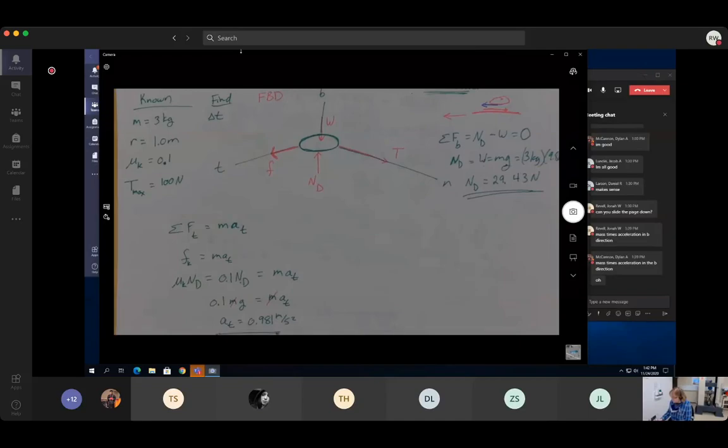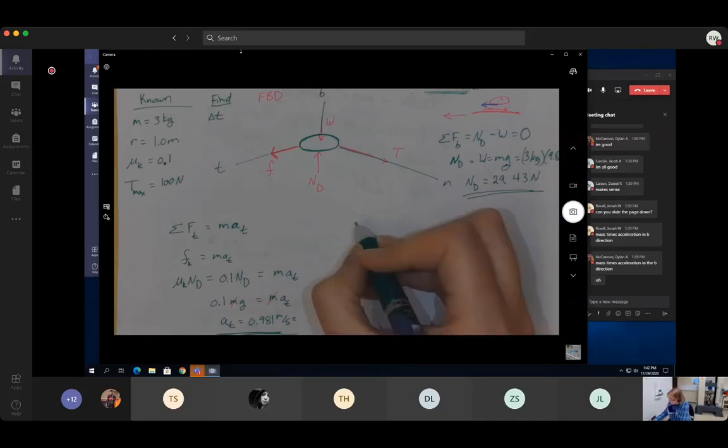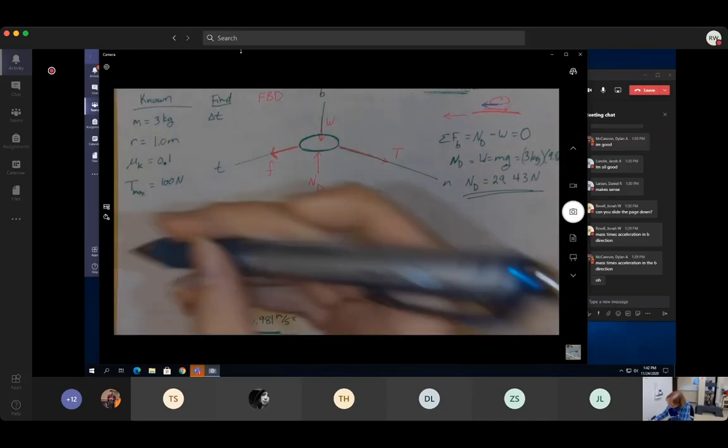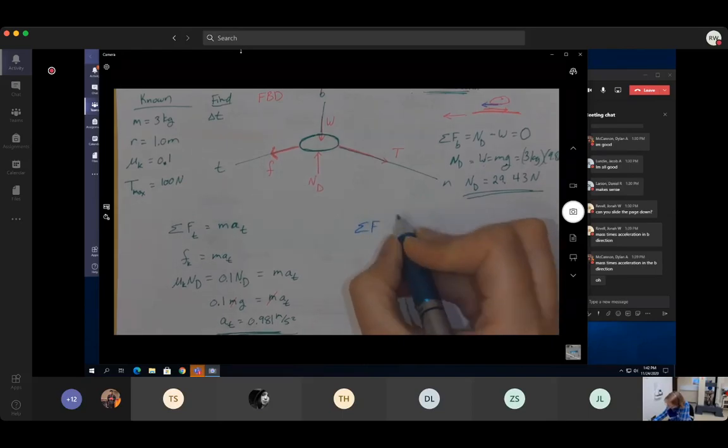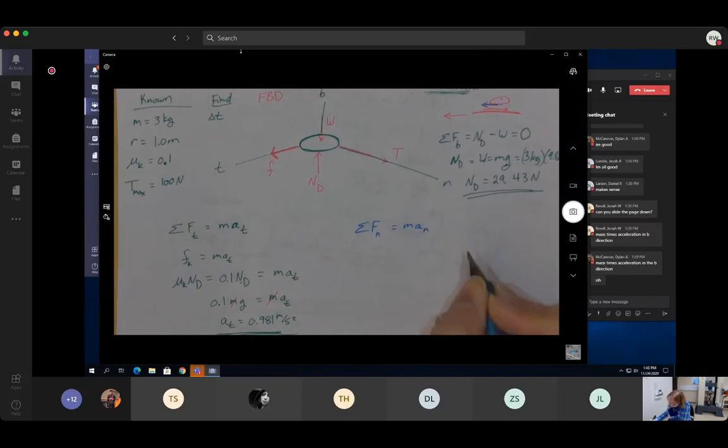Okay, so this is the acceleration we're going to get from friction. We can also sum our forces in the normal direction, and that'll give us mass times normal direction acceleration. The only force in that normal direction is our tension.